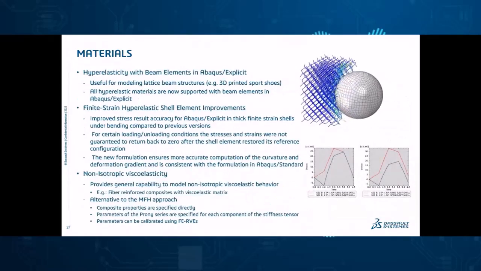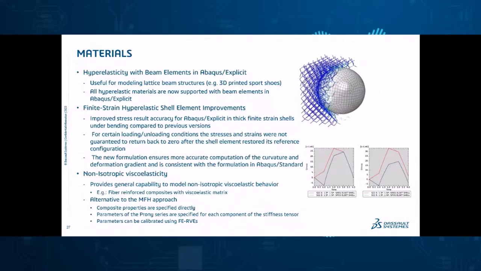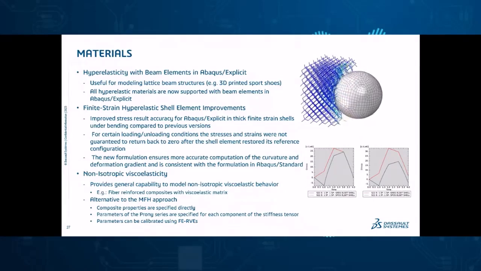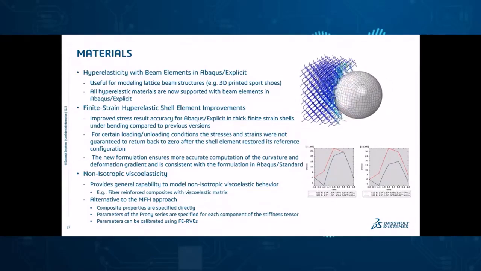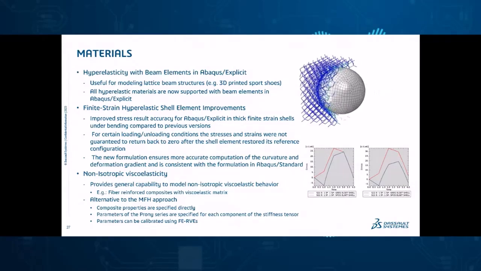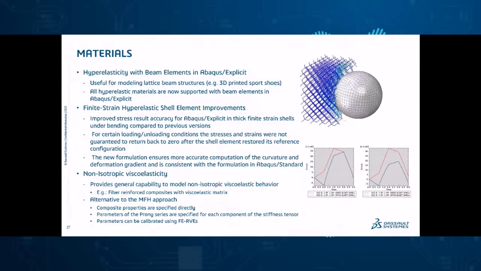Beam elements in explicit can now be used with hyperelastic material definitions. So useful in scenarios where you're looking at maybe sports shoes, for example. And the animation that's been shown here has damage included, just to show that it's a general material and you can use all the subcards from the star material.